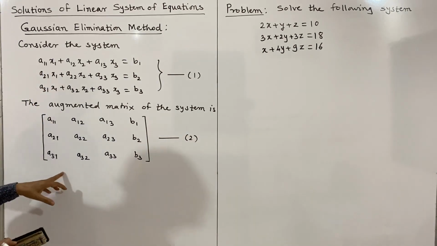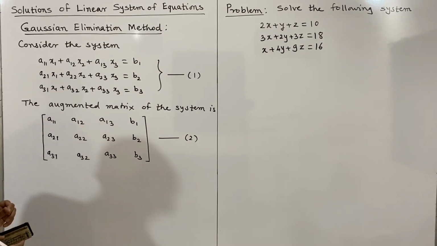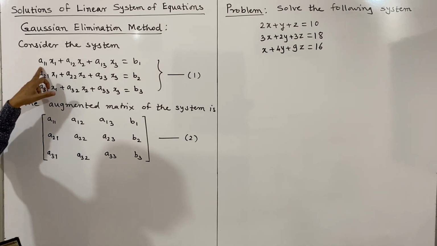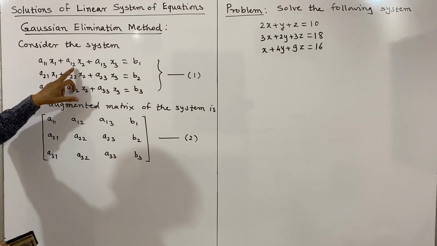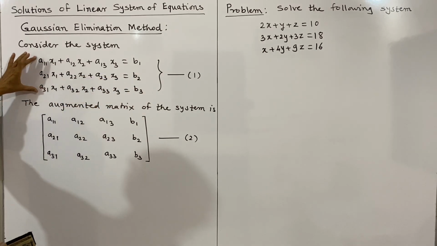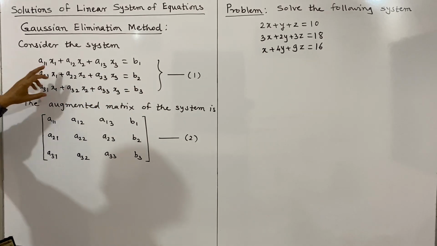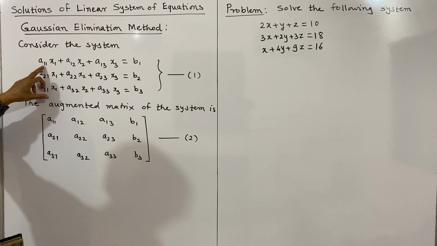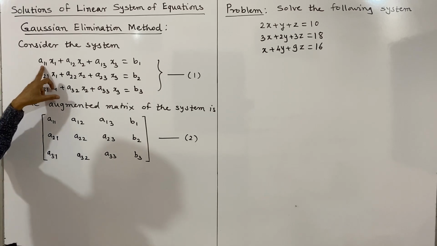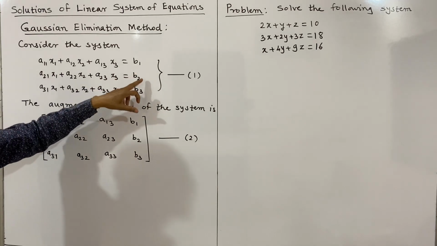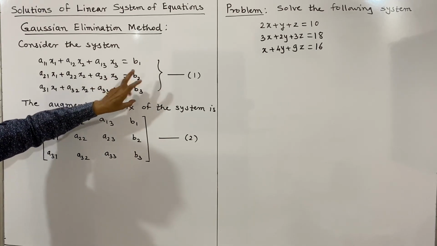I have written here a system of linear equations in three unknowns. Consider the system written in this form: a11 x1 plus a12 x2 plus a13 x3 is equal to b1. So these are three equations in three unknowns. The unknowns are x1, x2, x3. Their coefficients we have written in this notation: a11, where the first 1 stands for the first equation, and 1 2 stands for first equation, second coefficient, and so on. b1, b2, b3 are the constants on the right side.